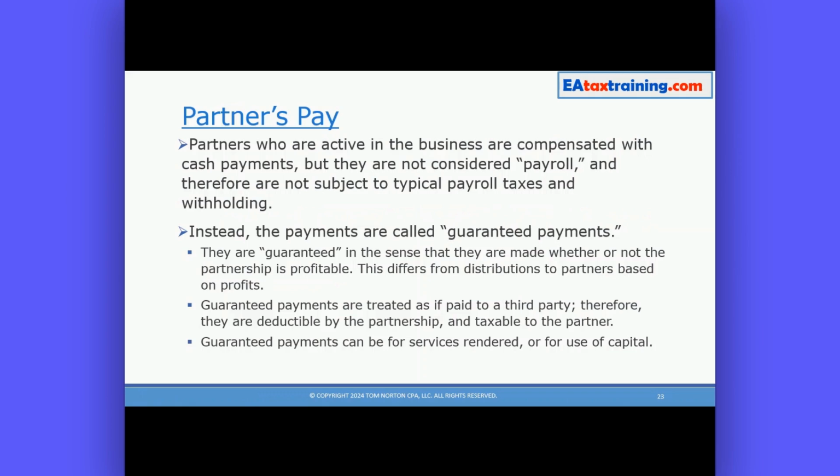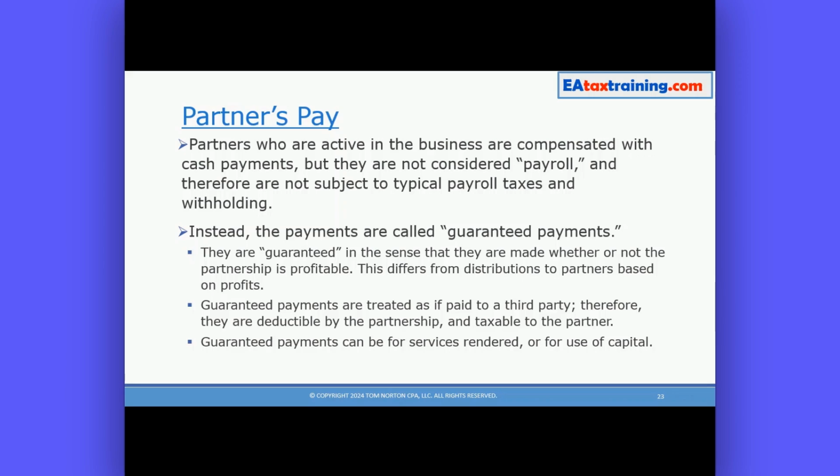So if you think of a partnership, you're going to make a profit and then the partners share in the profits, that's kind of the point. But the guaranteed payments are not their share of the profits. It's separate from that. And so it's going to be treated differently on their tax return than a simple share of the profits is treated. Guaranteed payments are treated as if they were paid to a third party. Therefore, they are deductible by the partnership. So much like a salary that the partnership would pay, the partnership can deduct the guaranteed payments that they make to the partners. And of course, the guaranteed payments are taxable directly to the partner.